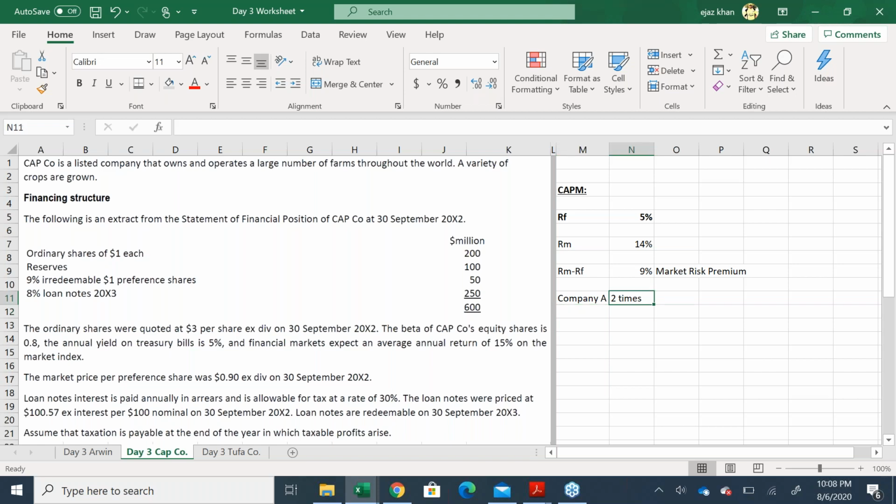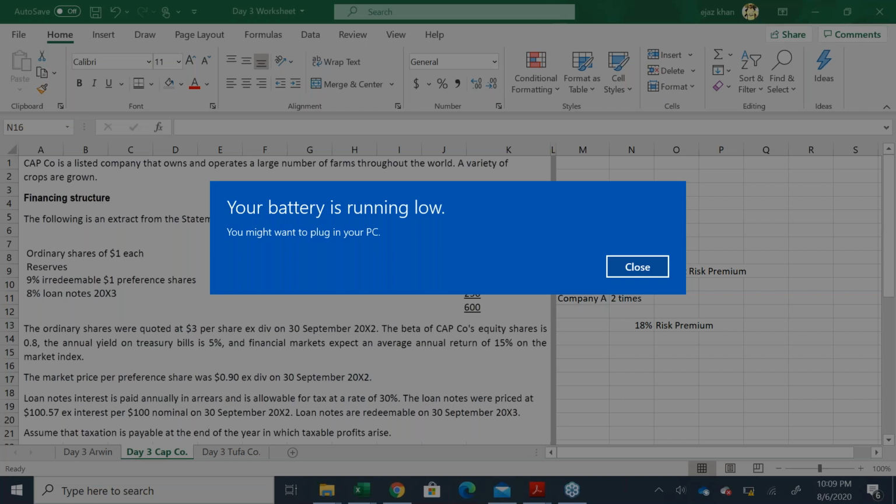How much risk premium will you expect from this company now? If you expect a 9% additional premium from the market as a whole, and this company is twice as risky as the market, how much premium do you expect from this? 9% into 2, right? 18%. But this 18% is the risk premium, not the total return. What should be the total return that you expect from this company? That is just the additional amount that you will be expecting from the company, not the total.